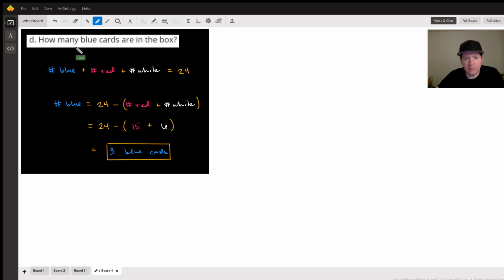Part D says how many blue cards are in the box? Well, we could use probability for this, but at this point we don't need to, because we know that there are 24 cards total, and we know that there are only blue, red, and white cards. So if we know the number of red and white cards, which we do, then we basically know the number of blue cards. Now the math still would just be take the total number of cards, 24, subtract out the number of red and white cards. If we do that, we get 24 minus 15 minus 6. We'll get 3 blue cards.